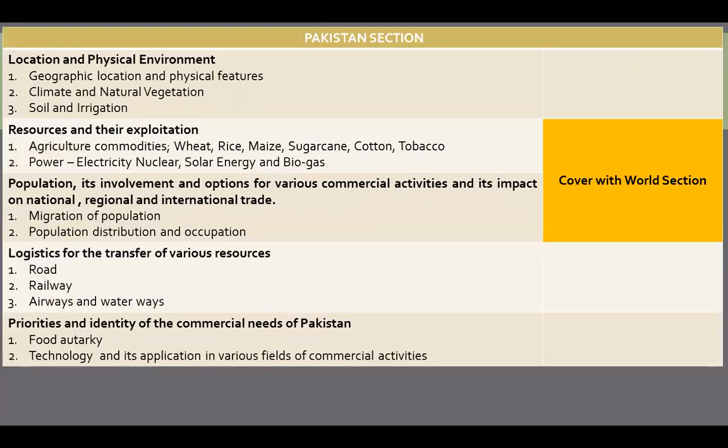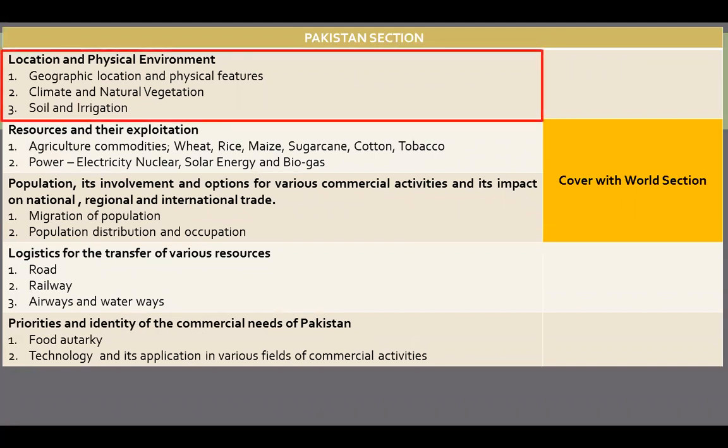Now we have the Pakistan section. First, location and physical environment of Pakistan. Here we learn about the geographic location of Pakistan and physical features like mountains, rivers, plateaus, deserts, their climatic and natural vegetation regions. Then we have the soil and irrigation system, types of irrigation and soil. Pakistan has the most primitive type of irrigation system, and consists of a big network of canals, dams, and barrages. So we can study these things in that topic.